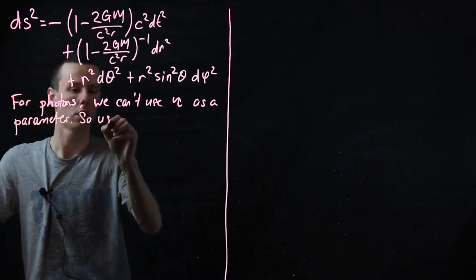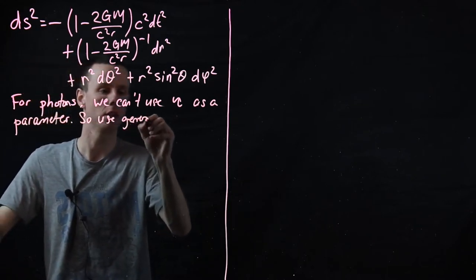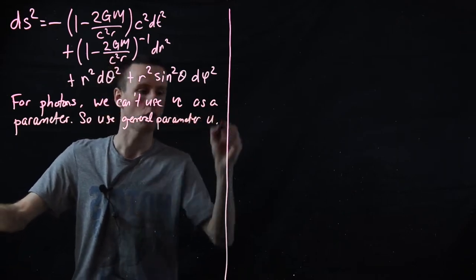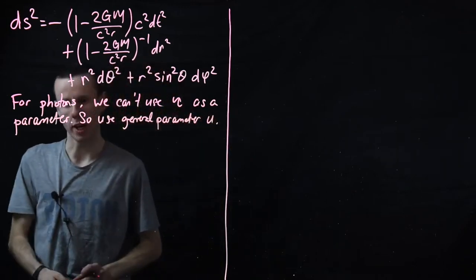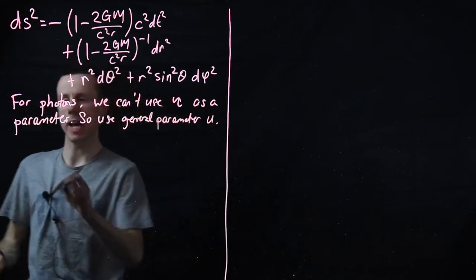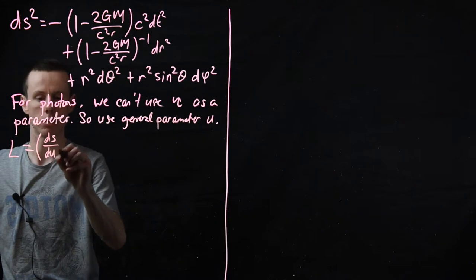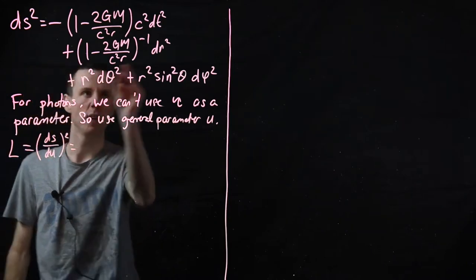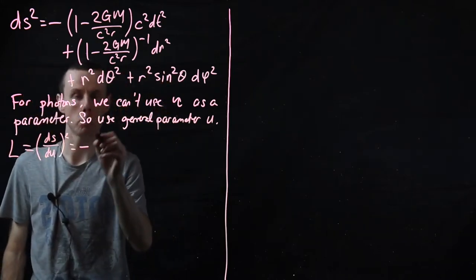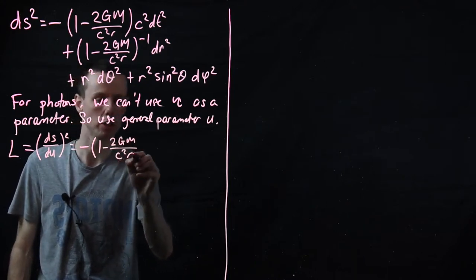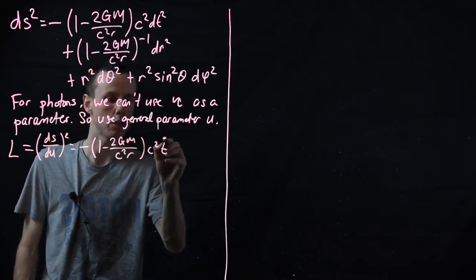So just use a general parameter u. Okay, and then you can go through the same steps of writing down the Lagrangian, which will now be ds by du squared, and it will have the same form as before. So this will be minus (1 minus 2GM over c squared r) c squared t dot squared.